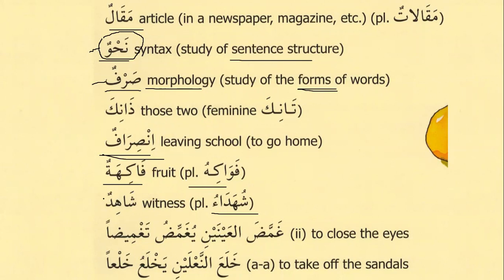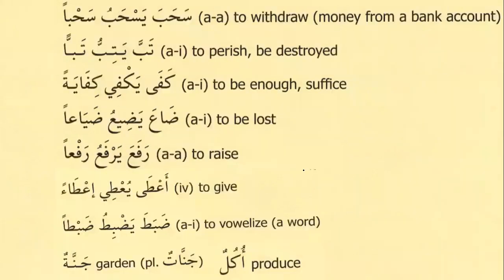As we have discussed, because this is ismul fa'il, every ismul fa'il will have the sound plural. And if the Arabs have used any other, then the second one will be the broken plural. So this is the broken plural, and shahiduna will be the sound plural on the pattern of fu'ala'u. Ghammad al-aynayn, yughammidu taghmidan, to close the eyes, and this is verb form number 2. Khala'an alayni, yakhla'u khala'an, to take off the sandals.